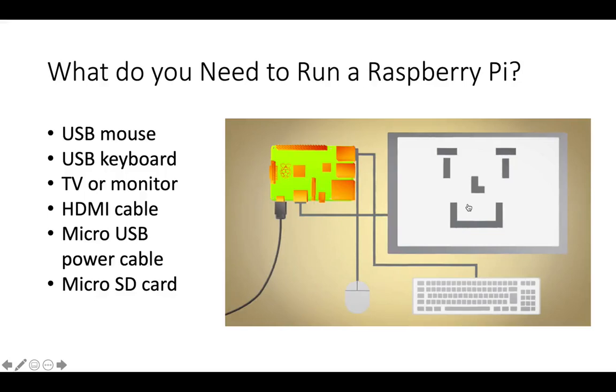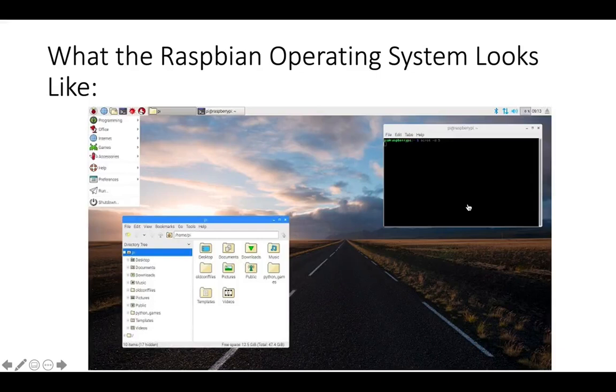What do you need to run one? So you need the board itself, you need a USB mouse, USB keyboard, you need some sort of screen, whether that be a TV or a monitor, an HDMI cable to connect the board to the screen, a micro USB power cable to supply power, and an SD card, as I said, to house the operating system.